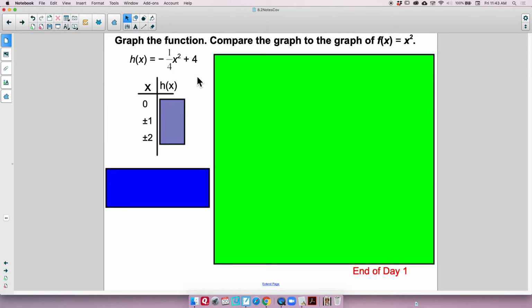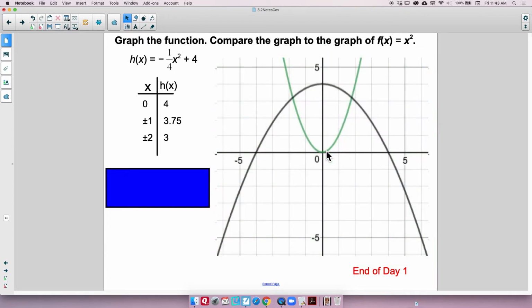What about this one? -1/4 x squared plus 4. Try it. Okay, so we would have gotten 4, 3.75, and 3. Wow, this one's going to be pretty shallow, isn't it? Okay, so we graph that. You should have had what's in black. Okay.